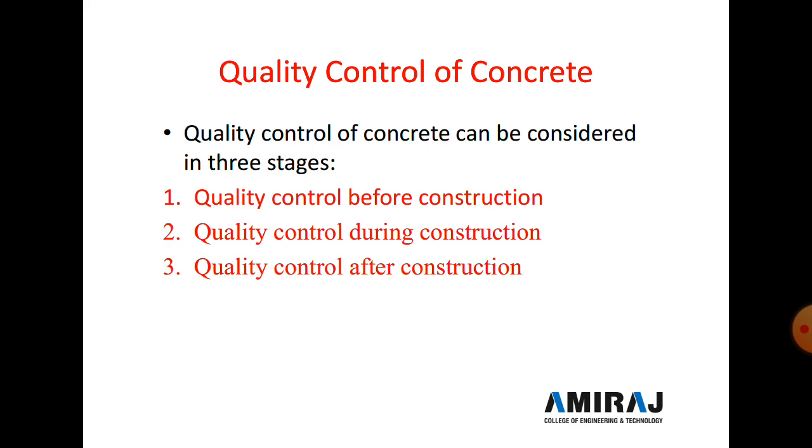Now third is quality control after construction. This includes the repair, maintenance and remedial measures to be adopted to rectify the defects which come to light after removal of the formwork. Sometimes we see honeycombing in the work after removal of the formwork. After removal of the formwork, we maintain or repair this type of construction work. So we increase the quality after the construction work.